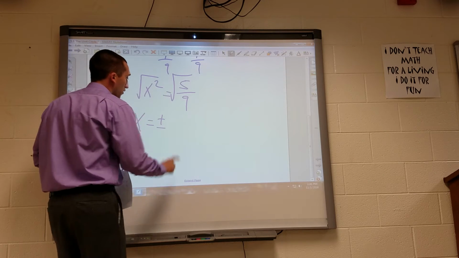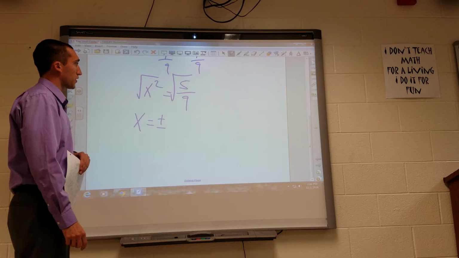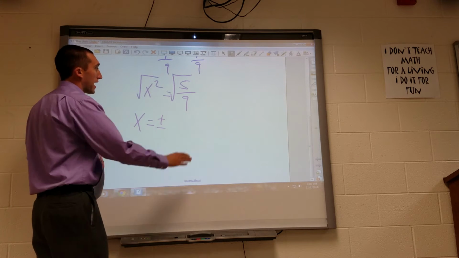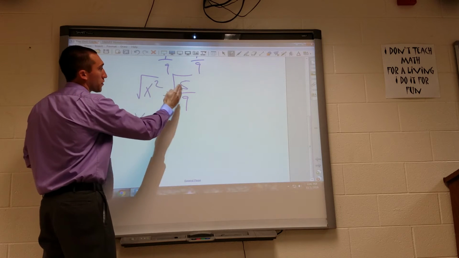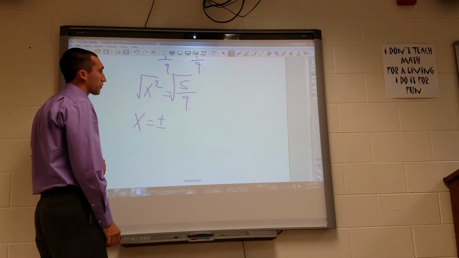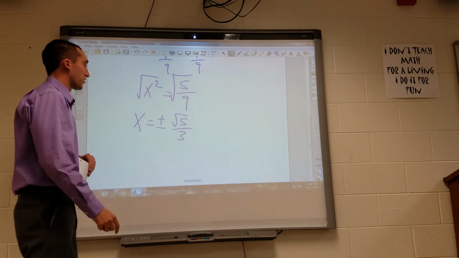Whenever we take the square root, we get the plus or minus of that number. So make sure you remember that. You get the plus or minus when you take the square root. And since we are dividing, remember division or multiplication, you can distribute your squares or square roots. So I can make this radical 5 and the square root of 9 is 3.